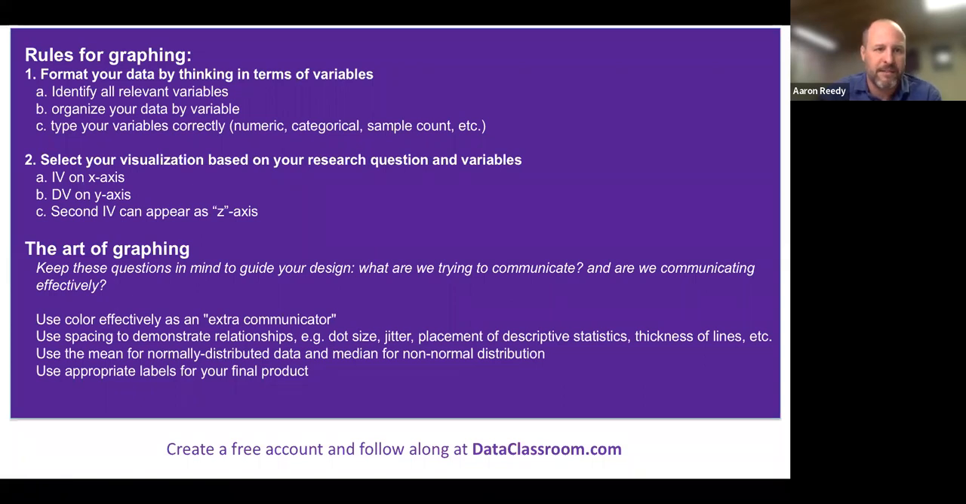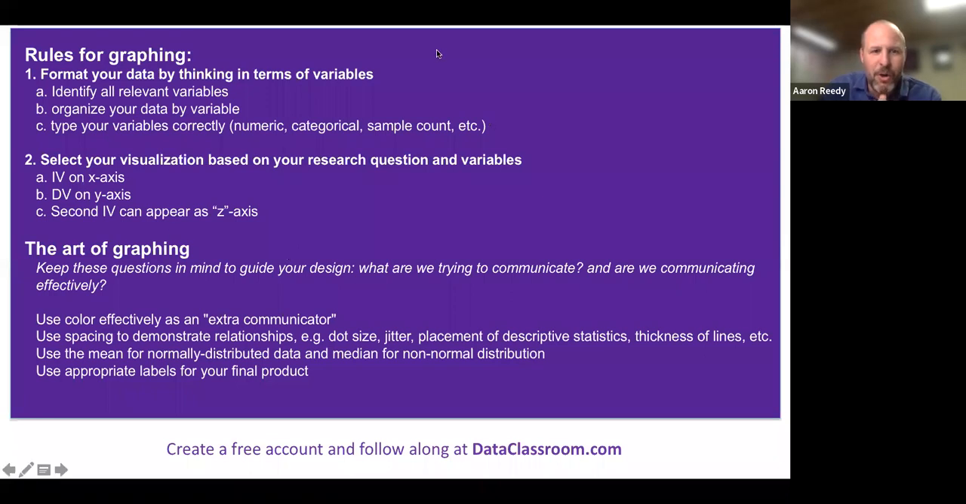And then when you're setting up your visualization, and there are exceptions, you're going to generally want to put your independent variable on X and your dependent variable on Y. And also know that if you have a meaningful third variable, which is oftentimes a second independent variable, in DataClassroom, that can appear as a Z variable. And that is sometimes color coding your data points or splitting them out in different ways. So know that that is an option.